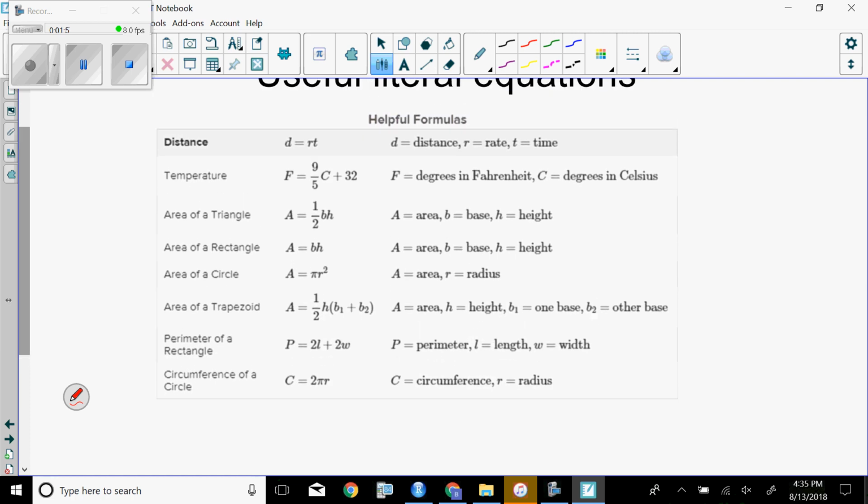I am not going to print this sheet off for you, nor am I going to give it to you on the test. You should know most of these. You should write them down right now or print them off. Okay, they are in a static copy as well.